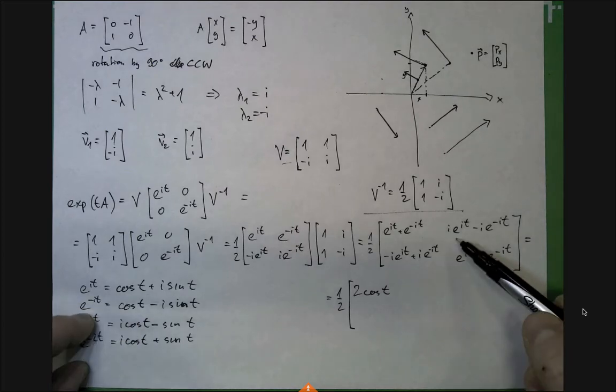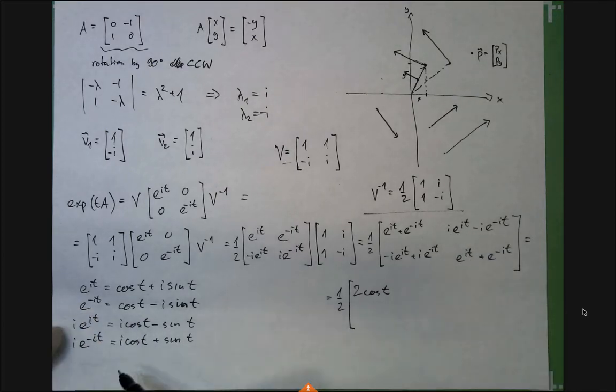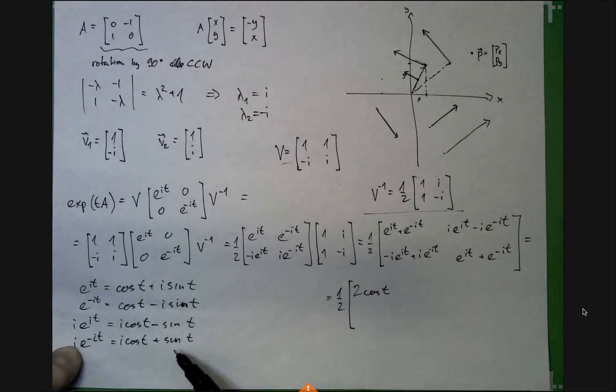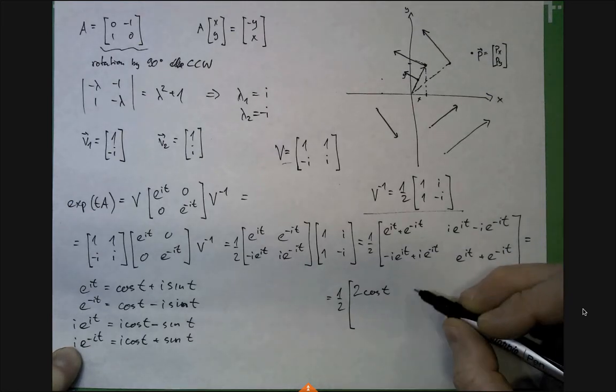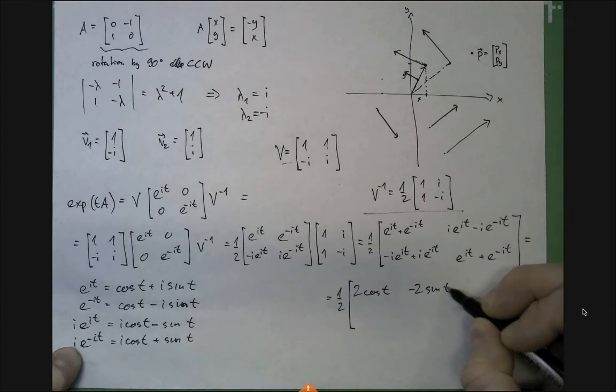Cool, right? Here is e to it minus, so that's this guy, minus this one. Okay. Well, if I do minus, then the i cosine t cancels amazingly, and I will get minus 2 sine t here. Okay.